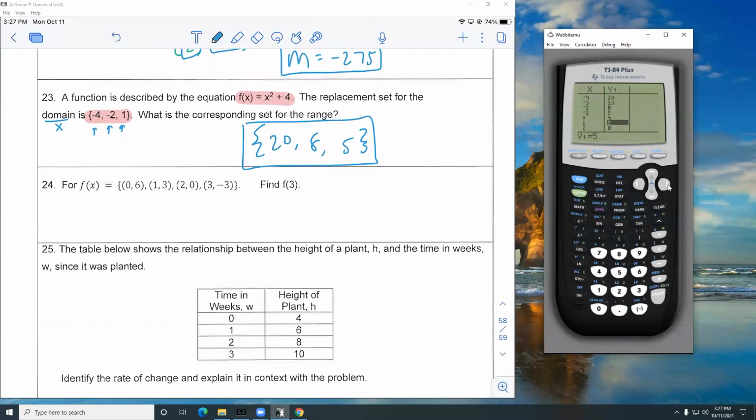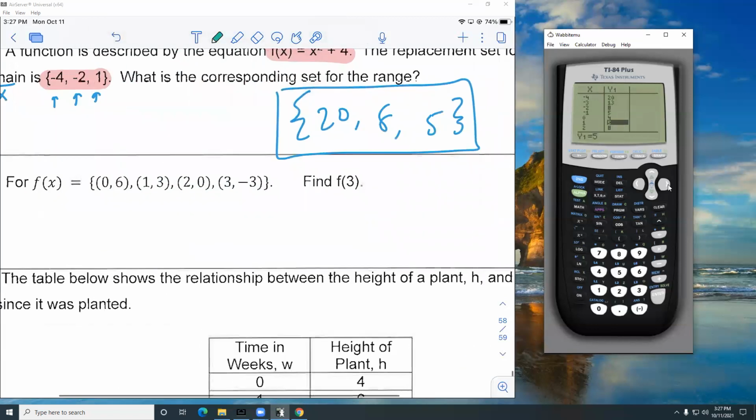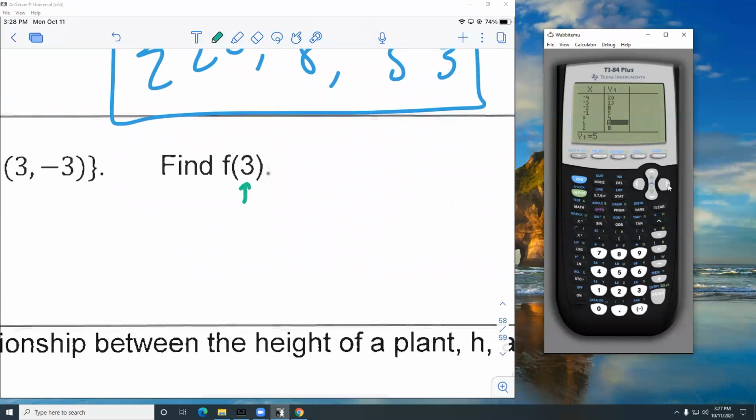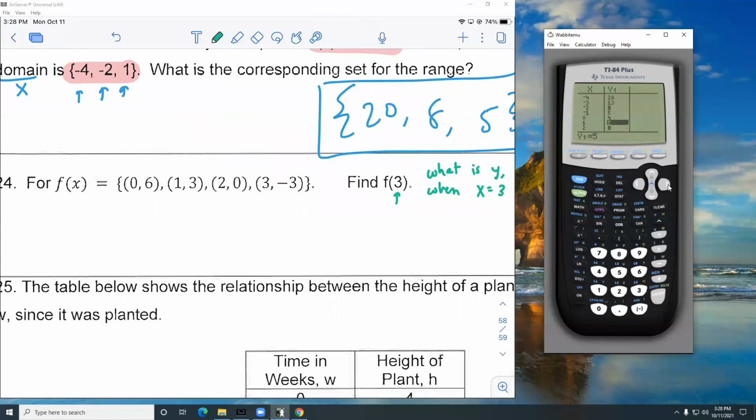All right, for number 24. They give me this whole thing. This is my function, and they ask me to find f of 3. Remember, this value inside of your parentheses is x. So I want to find what is y when x equals 3. I look at my little points here. Here x is 0, x is 1, x is 2. Here is where x is 3. So my y value is -3.